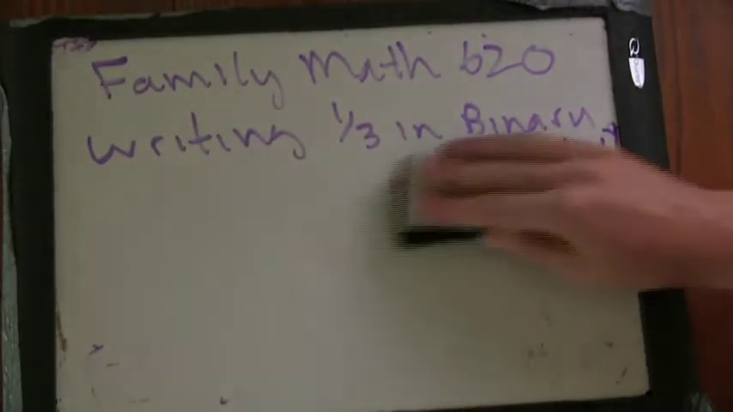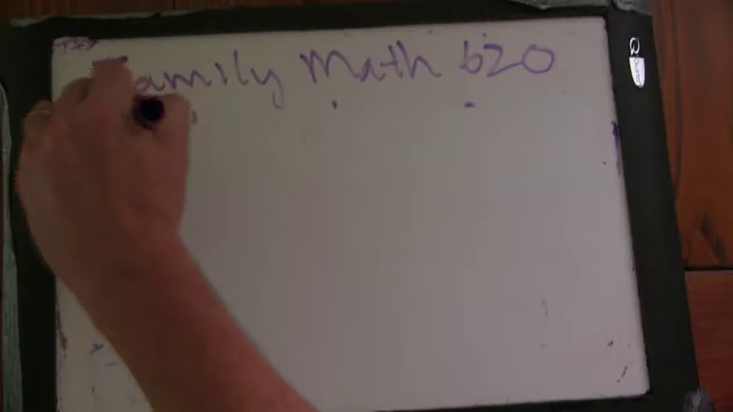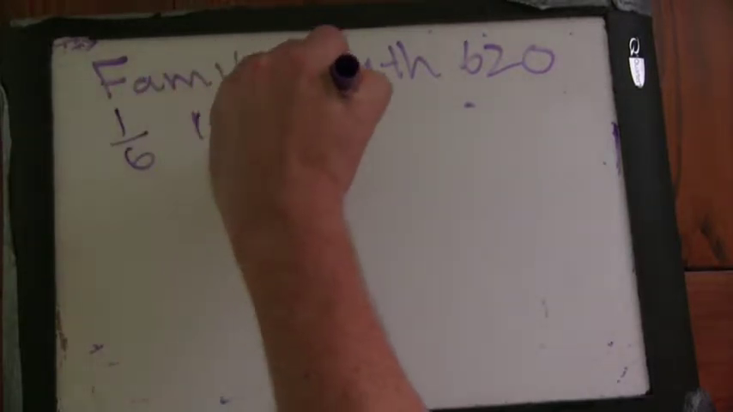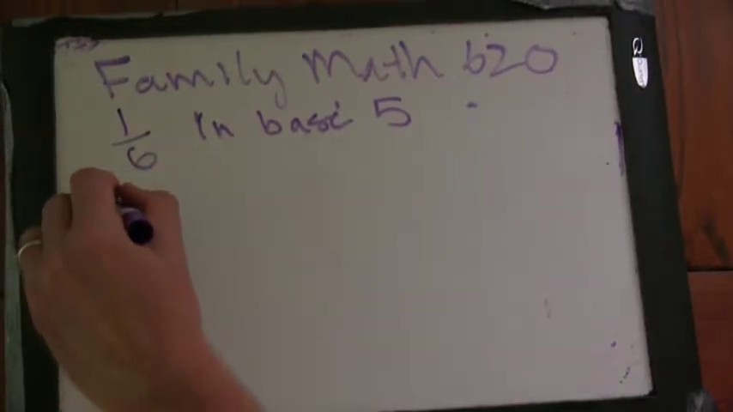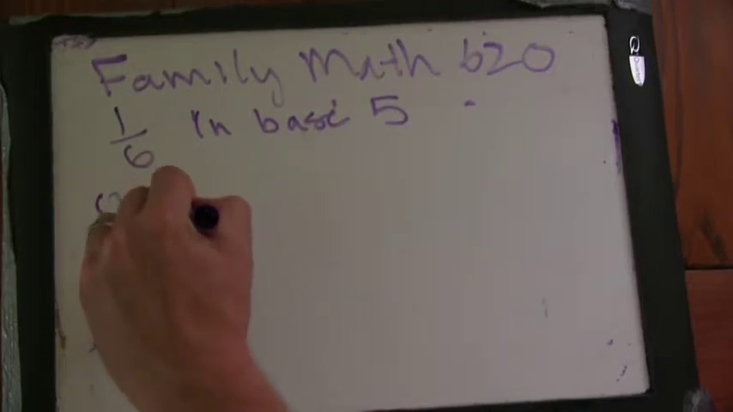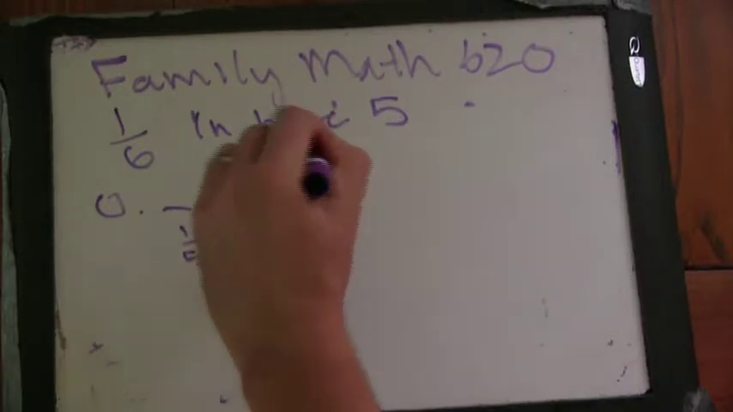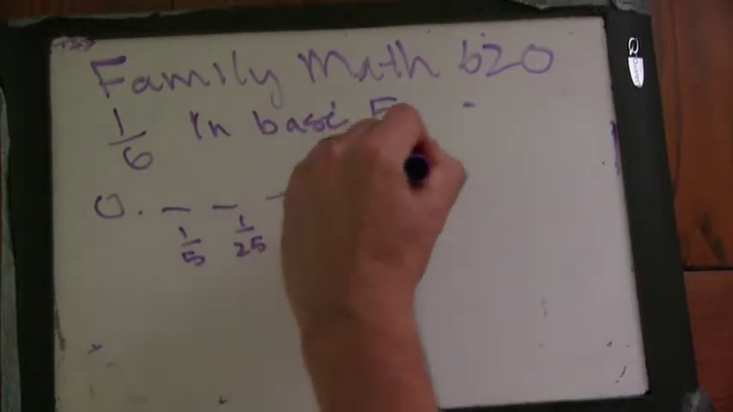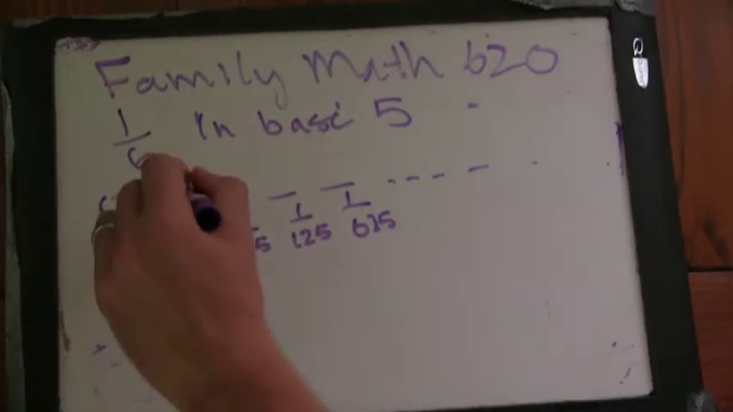Okay, that's an interesting idea. Let's see if we can write 1/6 in base 5. So in base 5, the digits are the 1/5, the 1/25, the 1/125, 1/625, etc. Okay, 1/6 in base 5. Well, I think the same scenario might happen here, because 1/5 is bigger than 1/6. So we start off with a 0.